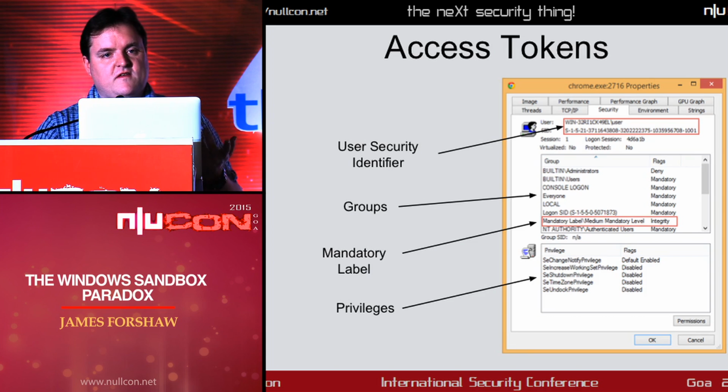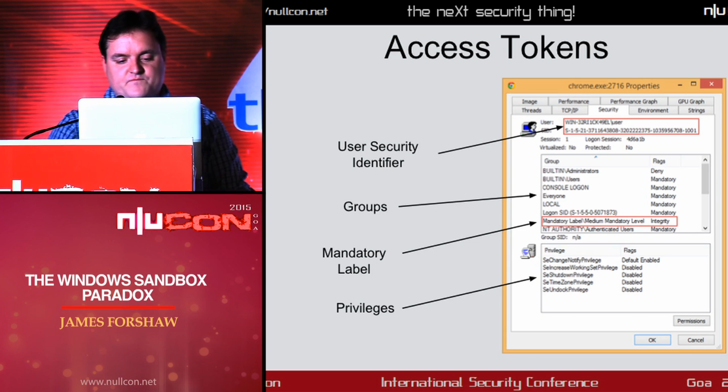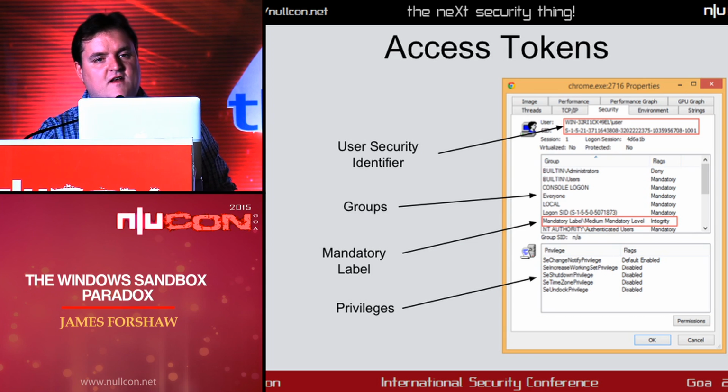Secondly, there's groups. This again works like a Unix system. You have a list of group IDs, which again use security identifiers, and that can then feed into your access checks. You've got a mandatory label, which is the counterpart to the label in the security descriptor. And finally, privileges. I'm not going to talk much about privileges because they're usually not that important for normal users.